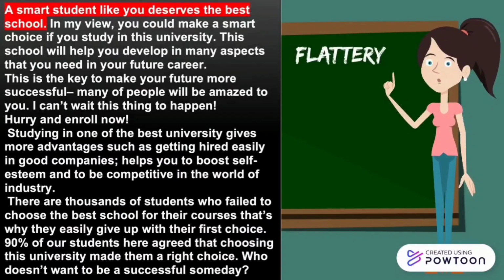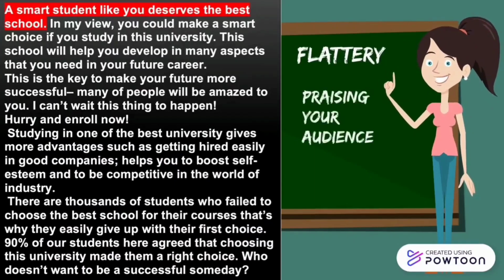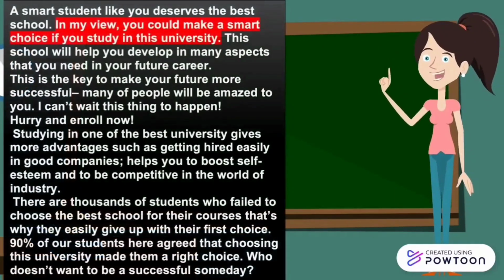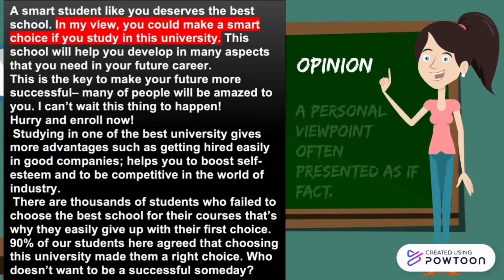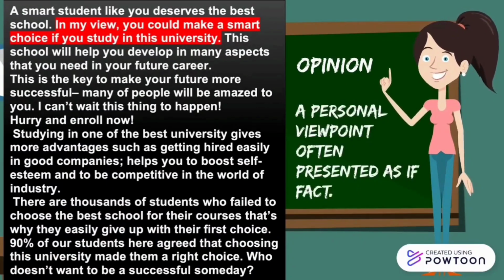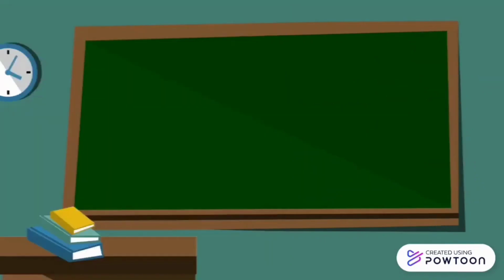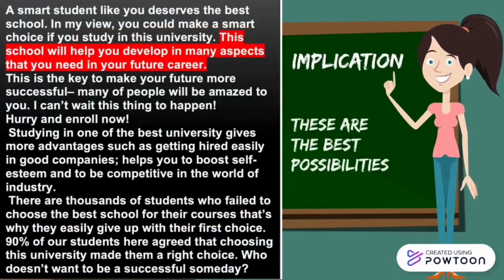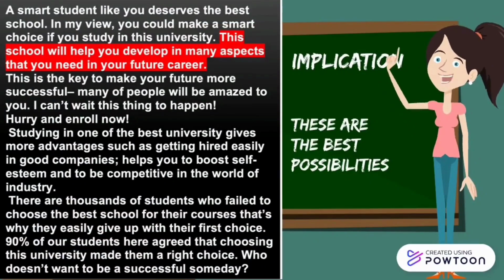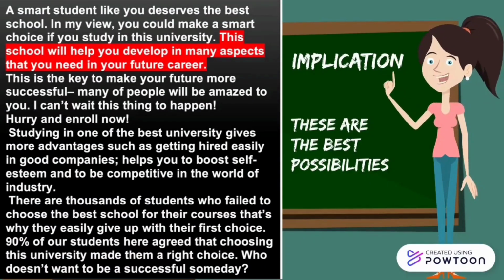First technique, flattery. Example, a smart student like you deserves the best school. This is the technique where you write praises about your audience. Next, opinion. Example, in my view, you could make a smart choice if you study in this university. This is a technique where you write a personal viewpoint, often presented as if it is fact. Third, implication. Example, this school will help you develop in many aspects that you need in your future career. This is the technique where you write the possibilities that can benefit the reader.